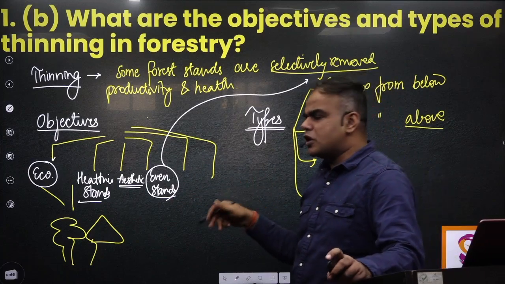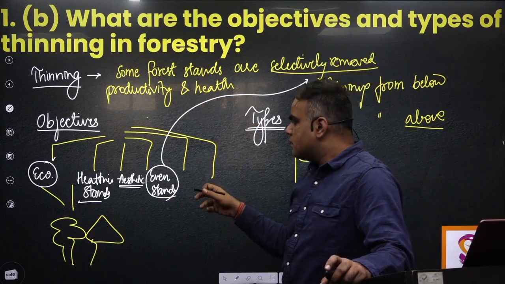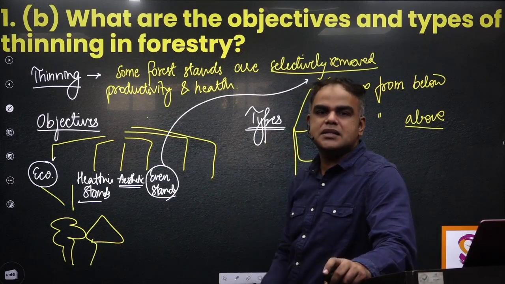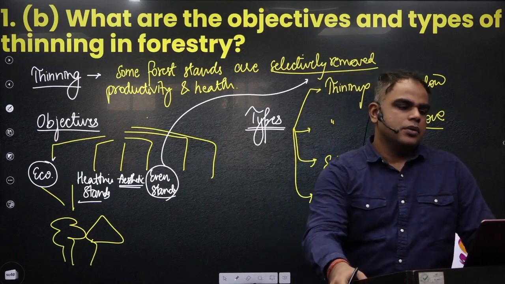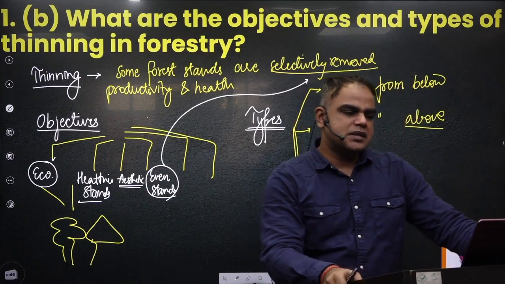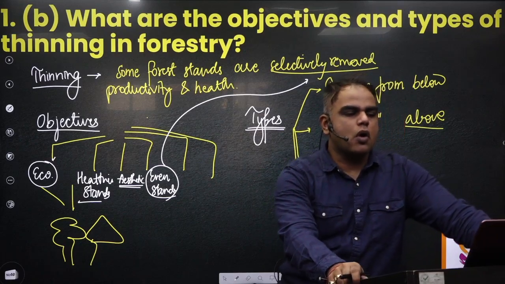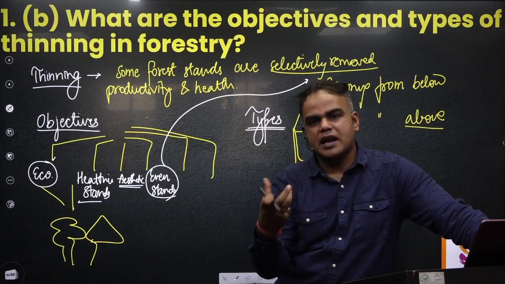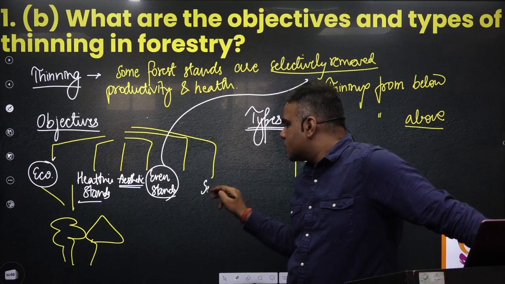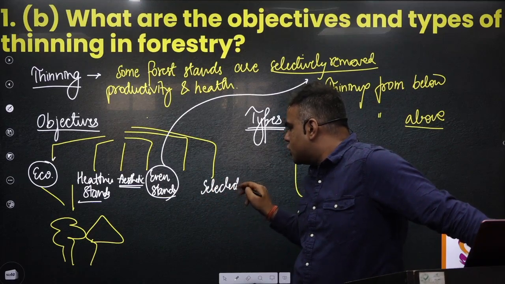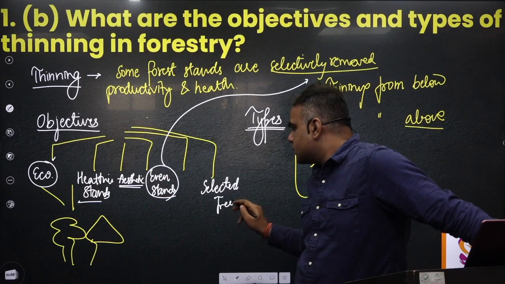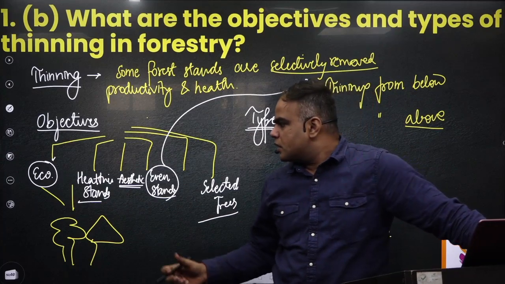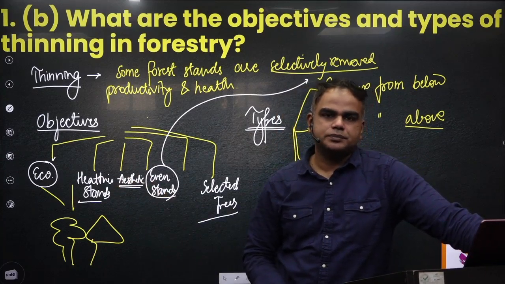Then few more points from whatever we have written. Because it is selective, so you can ensure growth of only selected varieties. Okay, right? So this directly you can write down: promote growth of selected trees. How? You are removing the weaker varieties, promoting the growth of selected trees. The timber production angle I have already covered. Okay, healthier stands also we understand.